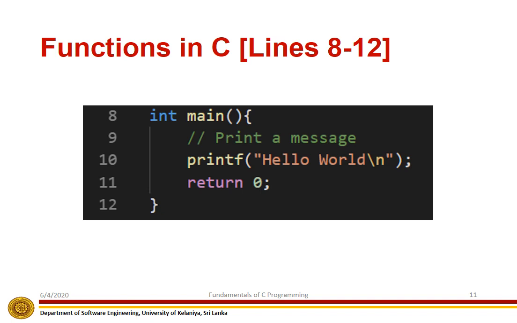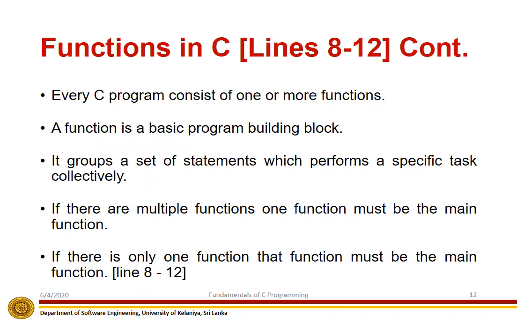Now we will see some important things about functions. Every C program consists of one or more functions. A function is a basic program building block. It groups a set of statements which performs a specific task collectively. If there are multiple functions, one function must be the main function, and if there is only one function, that function must be the main function.